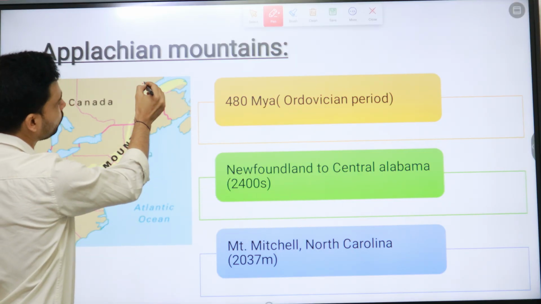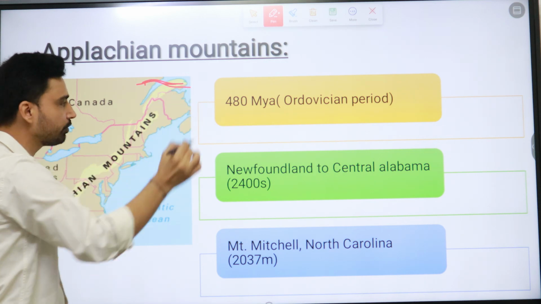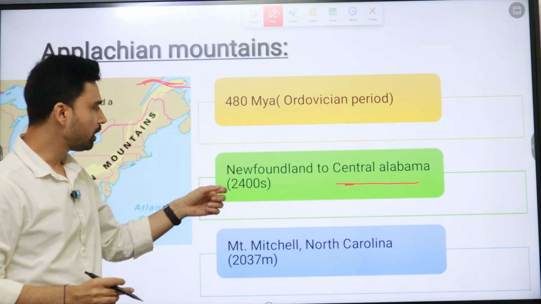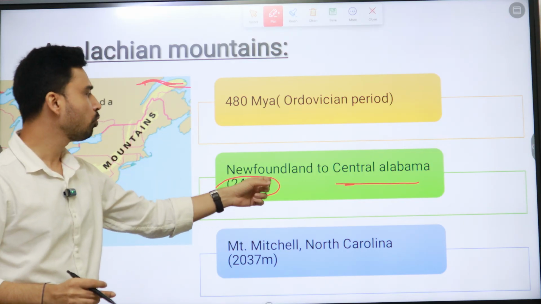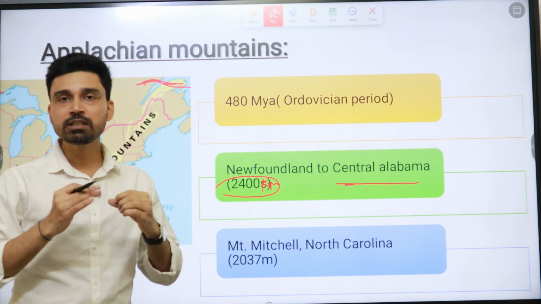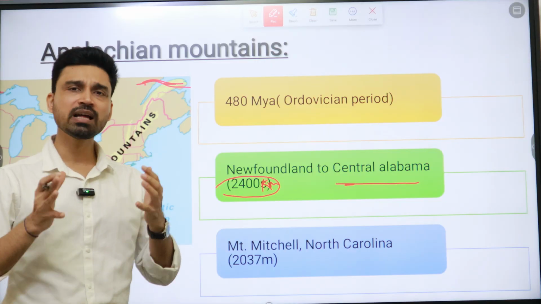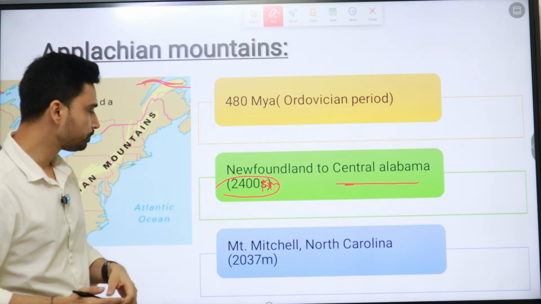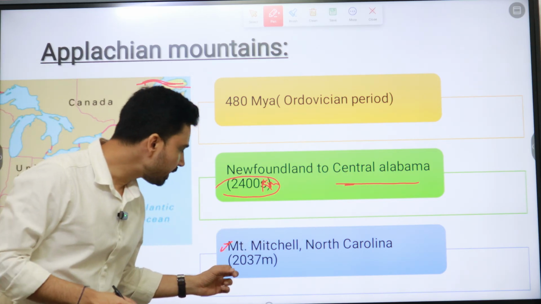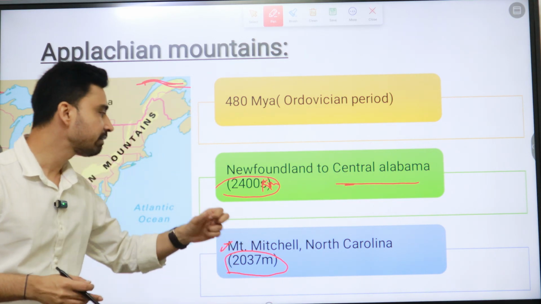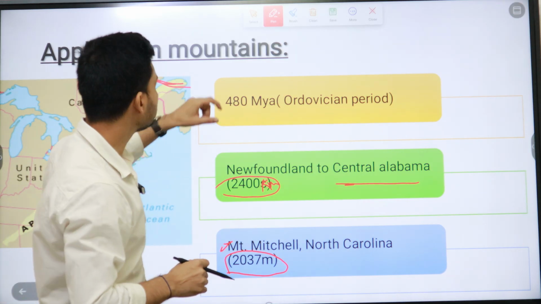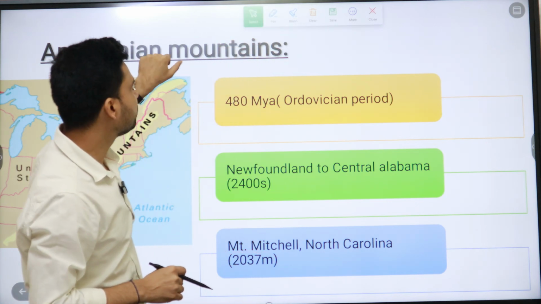If you look at this part of Canada, this is the Newfoundland region, and then further in the US, you have Alabama, the central part of Alabama. Overall, we can say 2,400 kilometers is the extent of the Appalachian Mountain. If the question is asked what is the highest peak of the Appalachian Mountain, the answer would be Mount Mitchell. Mount Mitchell is situated at an altitude of 2,037 meters and is located in the state of North Carolina.